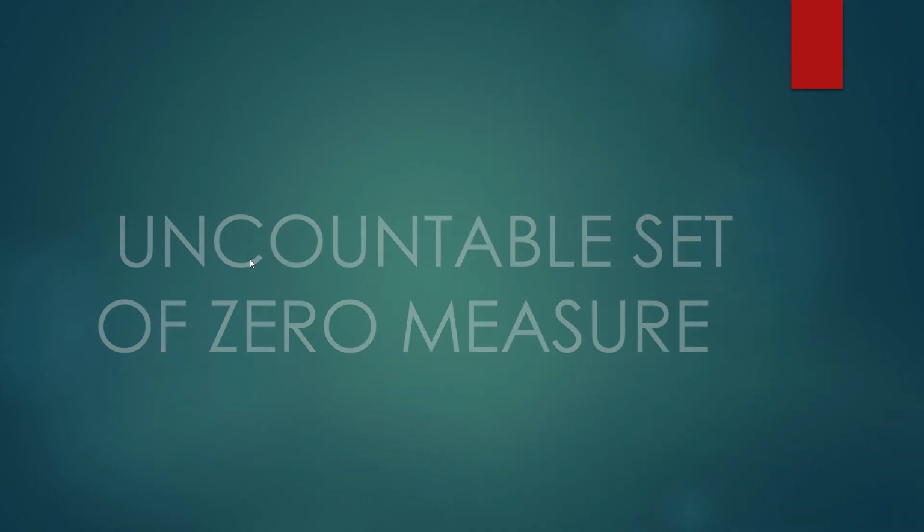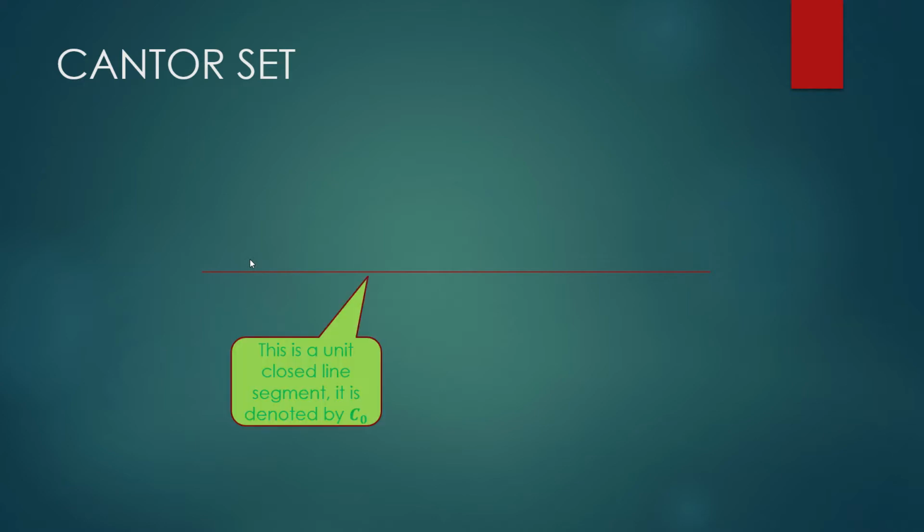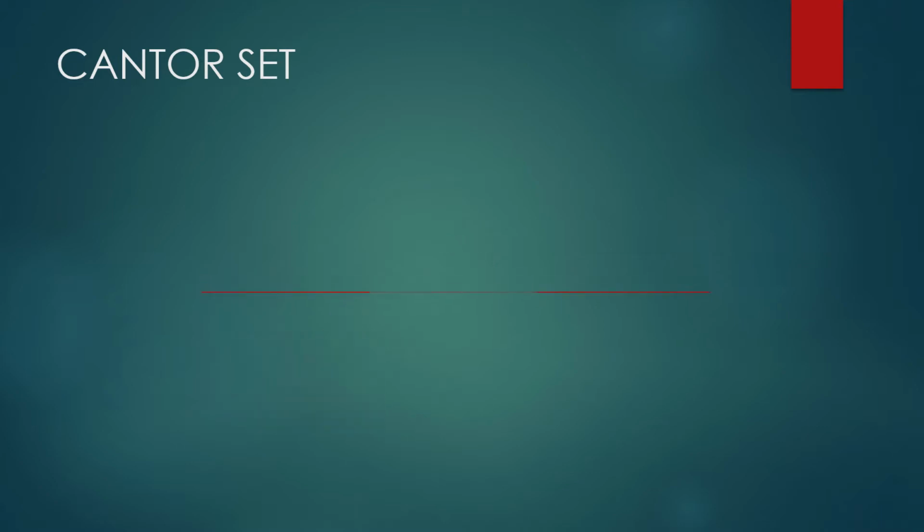Right? So let us see what the Cantor set is. It is one of the very important subsets of R. First we are going to consider the closed unit interval, and it is denoted by C0. So C0 is the closed unit interval [0, 1].